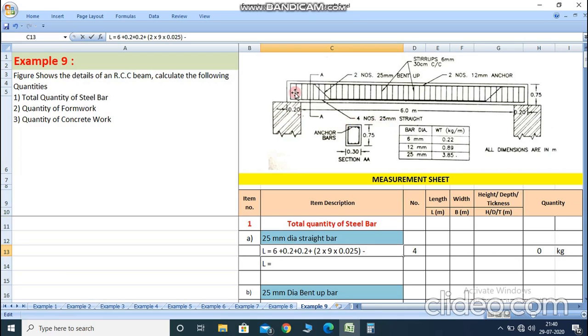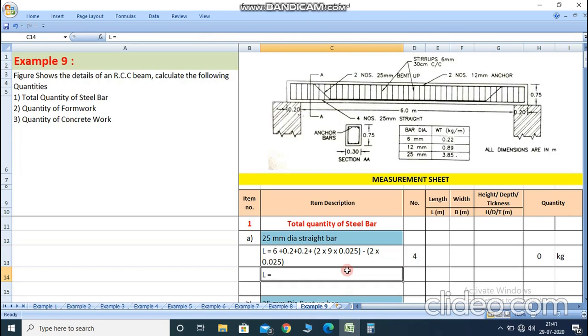Minus, here on both the sides, left side and right side, see my cursor point, cover is provided. The cover thickness is not given, but if the cover thickness is not given, we assume the cover thickness as 2.5 centimeter. So now both the side covers are excluded, left side and right side. So minus 2 times cover thickness. Here 2.5 centimeter is converted to meter, so 0.025.